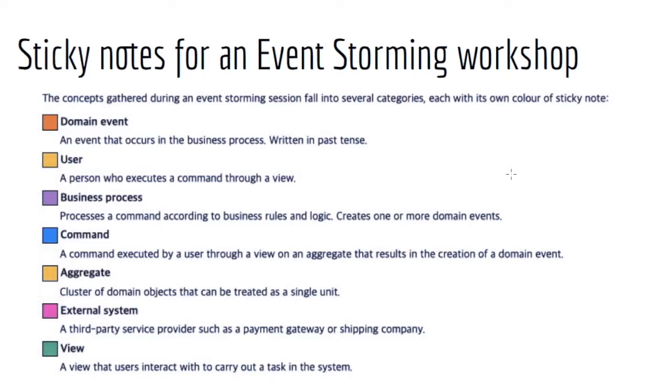And then you can see the green color sticky note. It represents a view that users interact with to carry out a task in the system. And then you can see a pink sticky note, which means external system. So this sticky note is used to represent a third-party service provider, such as a payment gateway or shipping company.